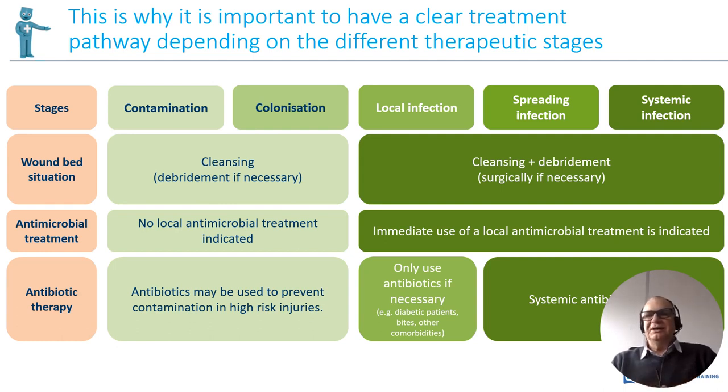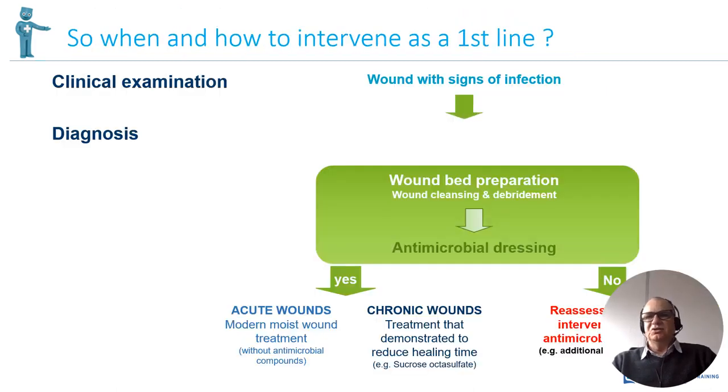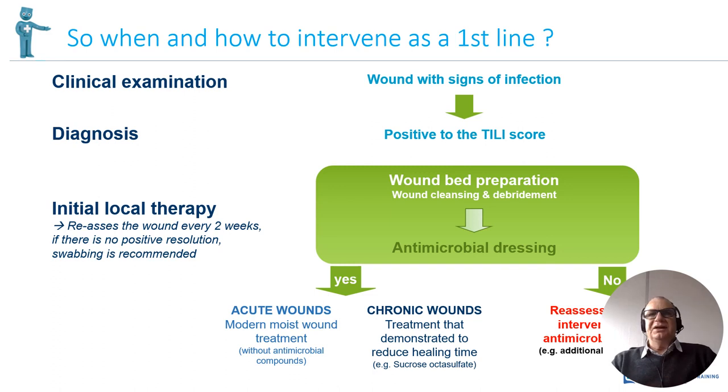If we have infection, cleansing and debridement, surgically if needed, we need to use local antimicrobials locally, but if it's systematic or spreading, we need to use systematic antibiotics as well. So thinking about how we should intervene, that TILI score will help you quite a bit, because it will show you if it is locally infected, which means that you can use an antimicrobial dressing. And again, remember, there's a difference between acute and chronic wounds, and making sure that we are managing the wounds accordingly.